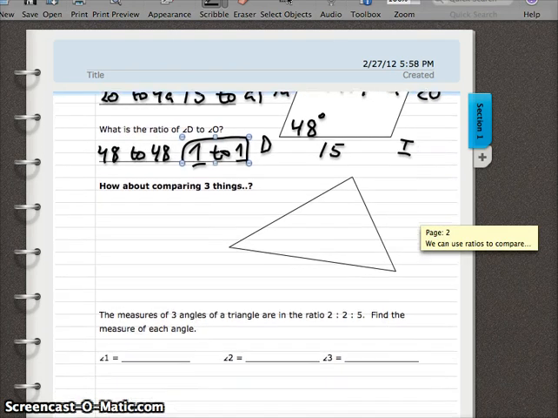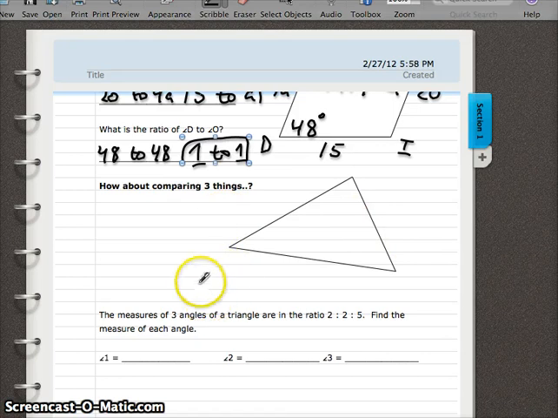Okay, so that's pretty basic. We got one more thing we can do with ratios. We can compare 3 things or even more than that. But we can use it to solve a word problem such as this. If I know that I'm dealing with a triangle and I know that the angle measurements are in a ratio of 2 to 2 to 5, then I can find the measurement of each angle. And the way to do this is to assign a variable to your ratio numbers.